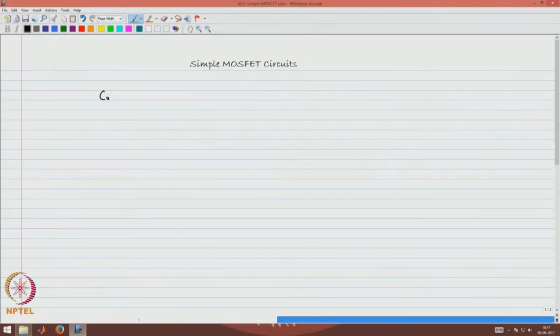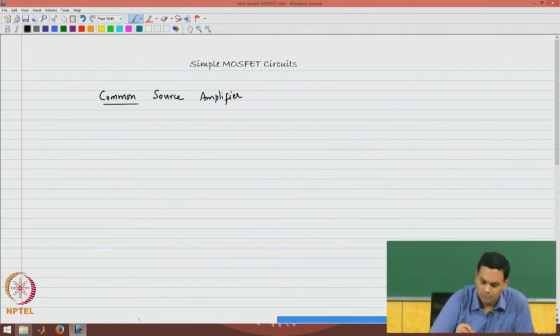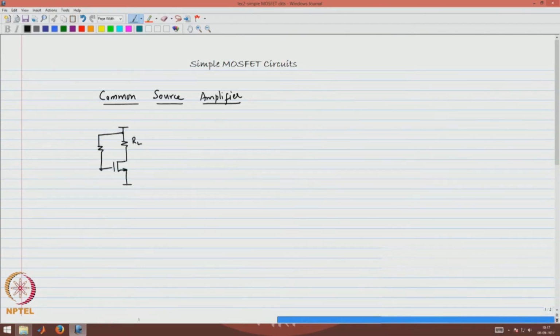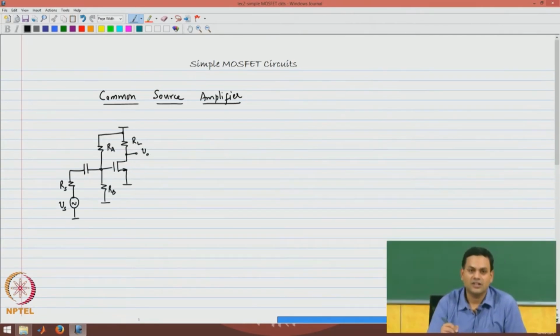The first circuit that we will look at is the common source amplifier. So, I will draw one version. As with circuits in general, there are many different versions of the common source amplifier. I will draw the simplest possible version, where the source terminal is common to the input and output ports, and the drain terminal is where the output is taken, and the gate terminal is the input port where the input signal is applied.